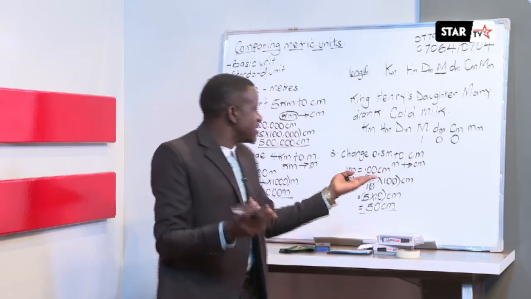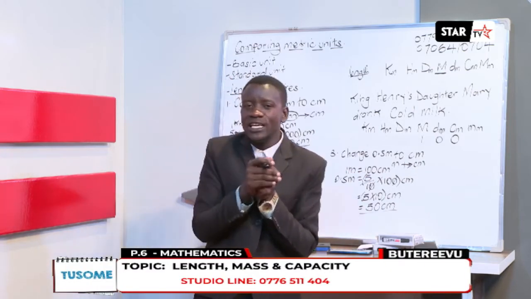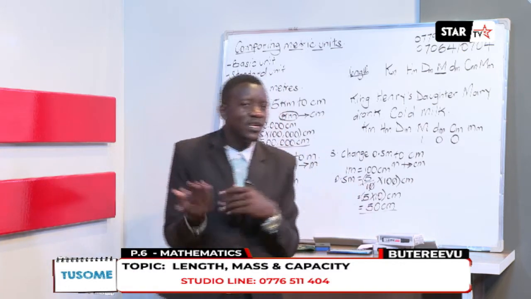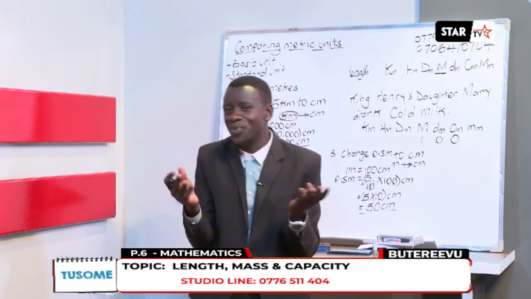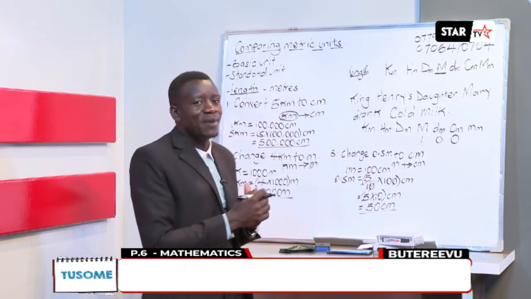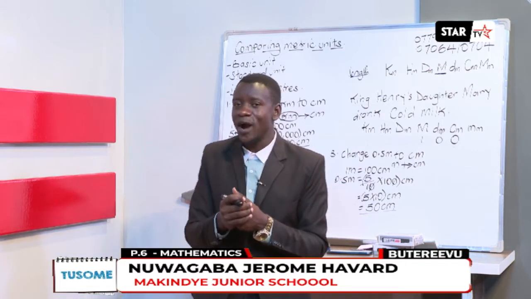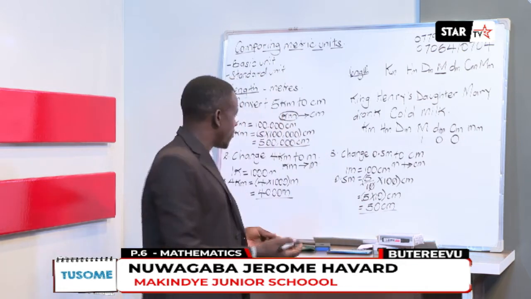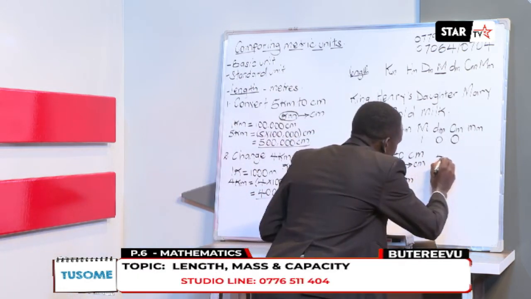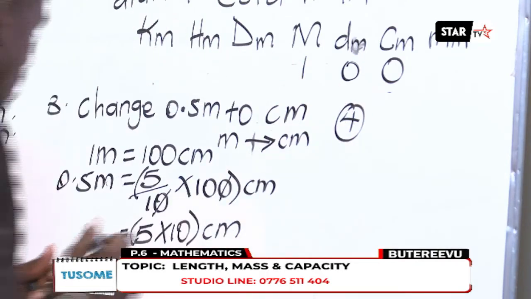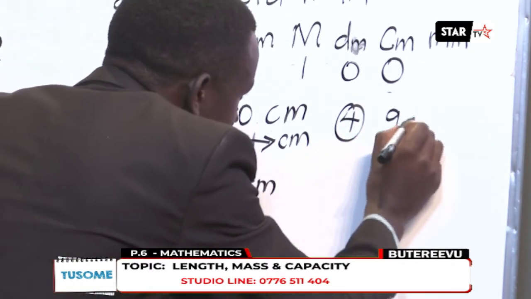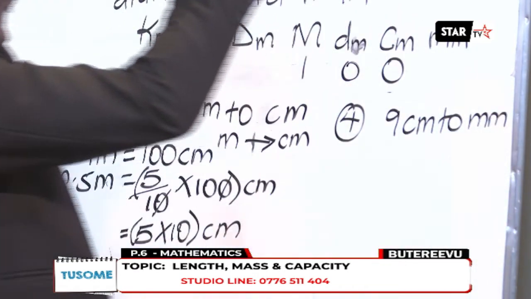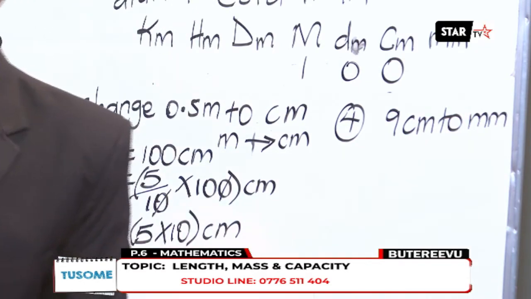So I hope now this is the only way. I want us to do only one more example, number 4, about a different metric unit, which seems very simple or tricky. Let's look at number 4 as we switch to our exercise and we discuss what you have learned. My number 4 is that we change 9 centimeters to millimeters.